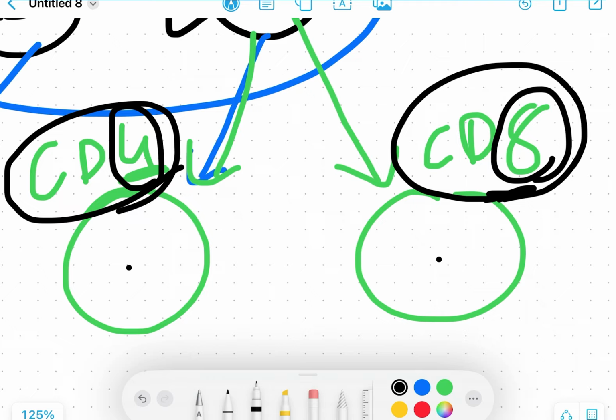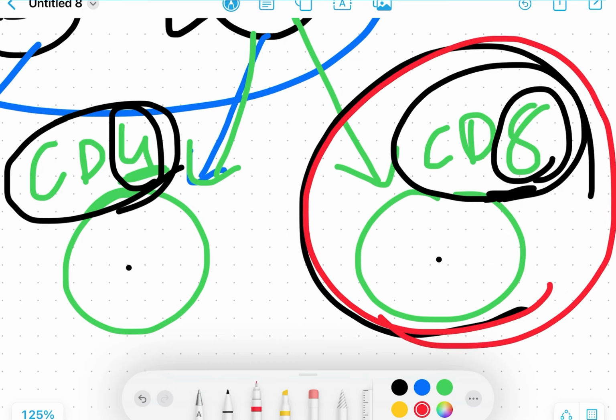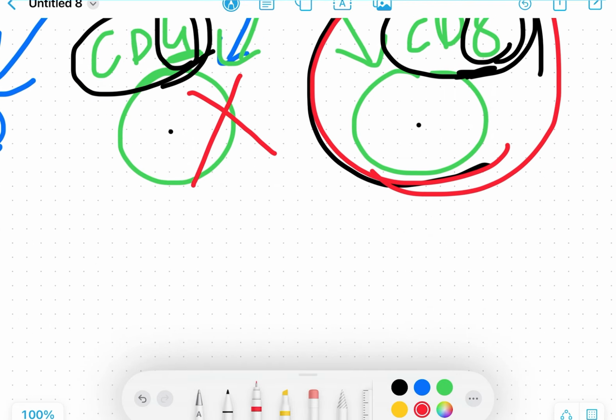CD8 are called suppressor cells. They inhibit, stop and block the other cells when they work. They are negative. When CD8 cell is working, CD4 will not work. Remember that. Because CD8 are ultimately aggressive cells. They are the suppressor cells. This is called suppressor cell.